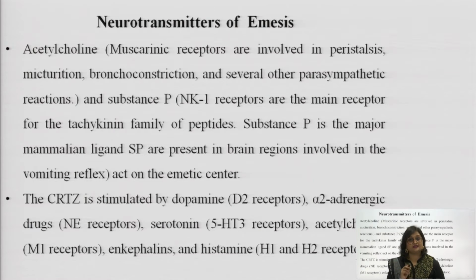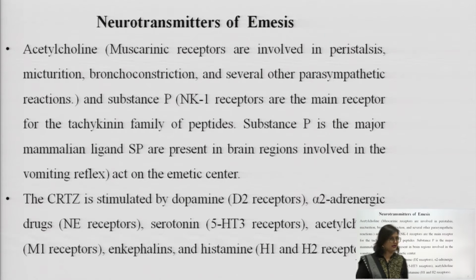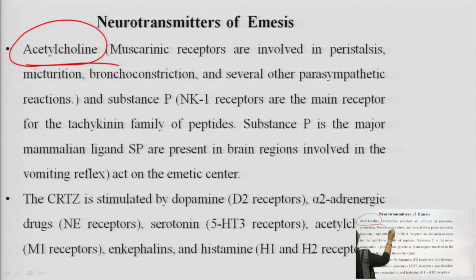What does the muscarinic receptor do? They cause bronchoconstriction, and they are involved in peristalsis, micturition and several other parasympathetic reactions. So acetylcholine stimulates these muscarinic receptors. So what are the neurotransmitters of emesis? Number 1, acetylcholine.